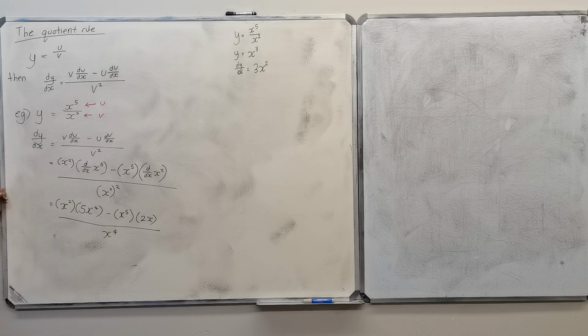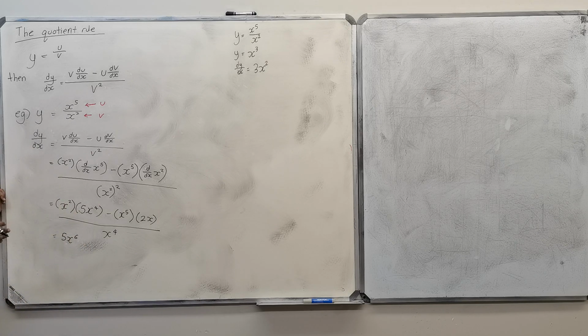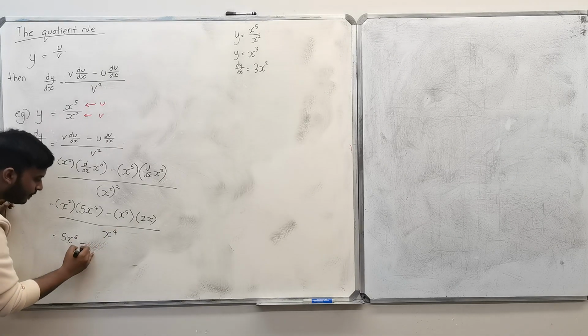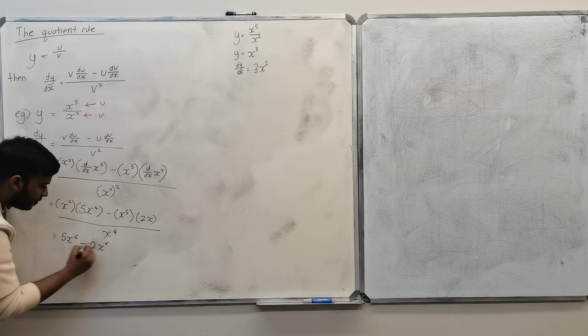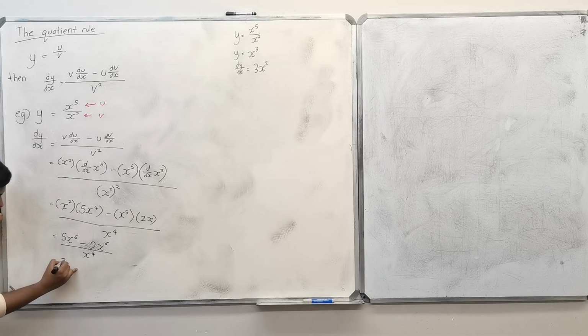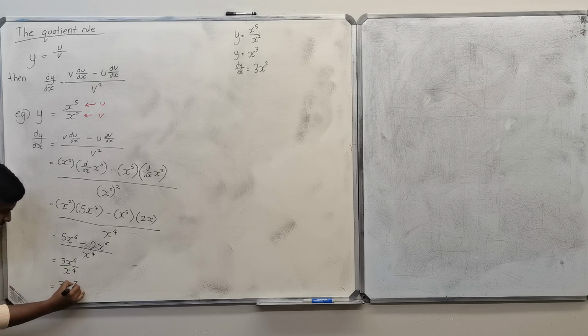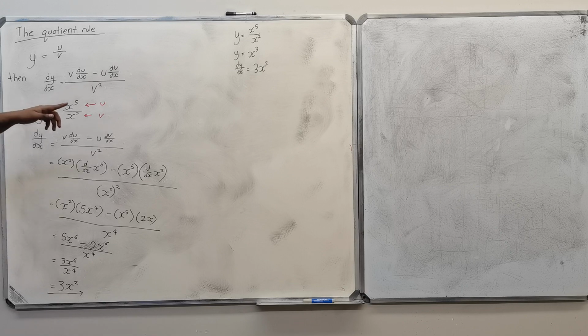What it becomes? 5x to the power 6, because you're multiplying the bases, so you add the indices, right? Minus 2x^6. Okay, this becomes 3x^6 all over x^4, and that becomes x^2... so that is dy over dx. And if you look at our short method, we got the same thing.